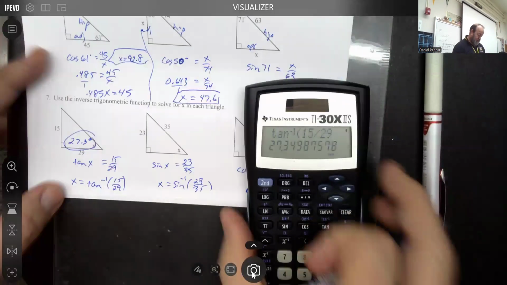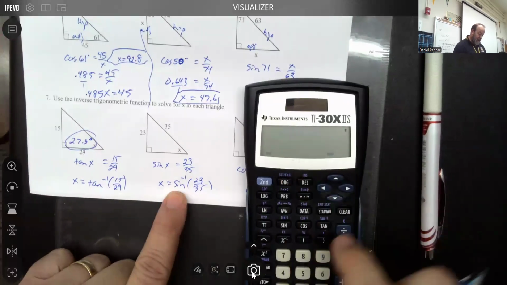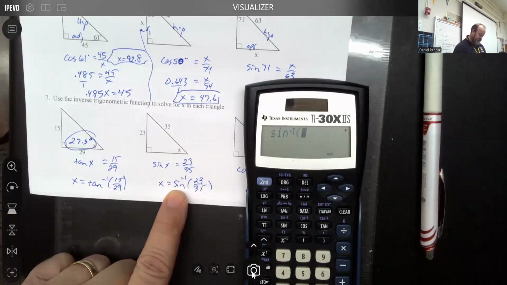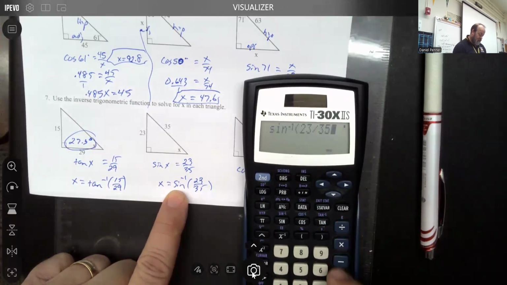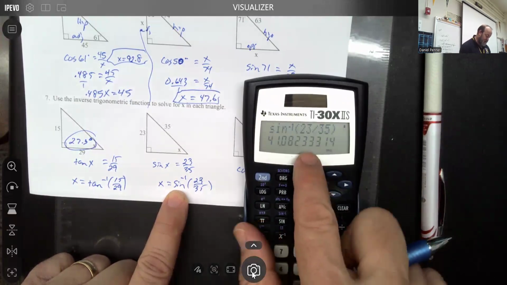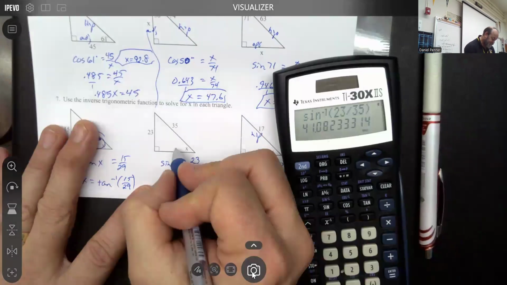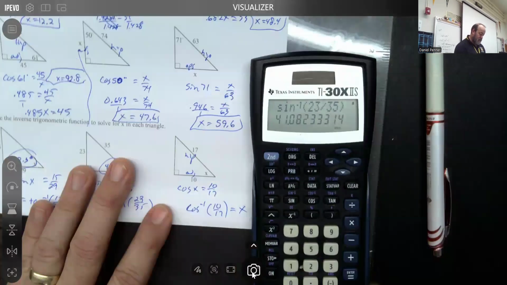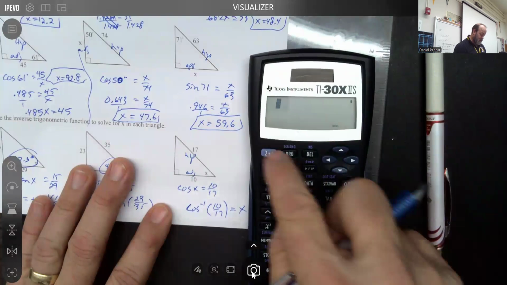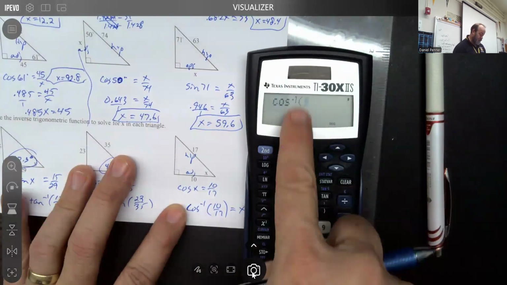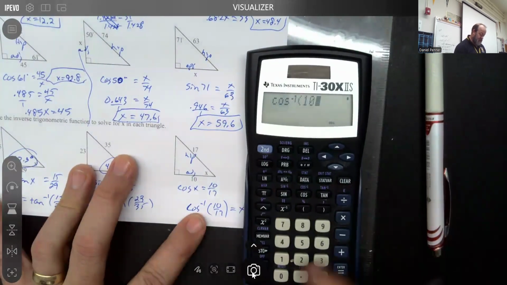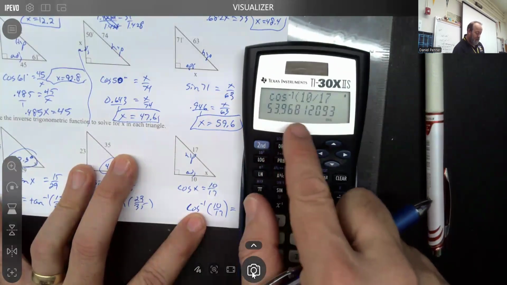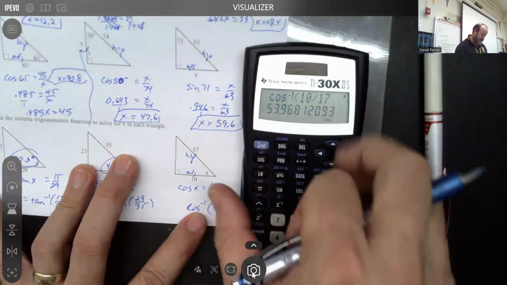Right here, this was the inverse sine. Some people will call it an arc sine. And that one was 41.1 degrees. And my last one over here, the inverse cosine, also known as the arc cosine in certain programs, 10 divided by 17 is 53.96. So I'm going to call this 54.0.